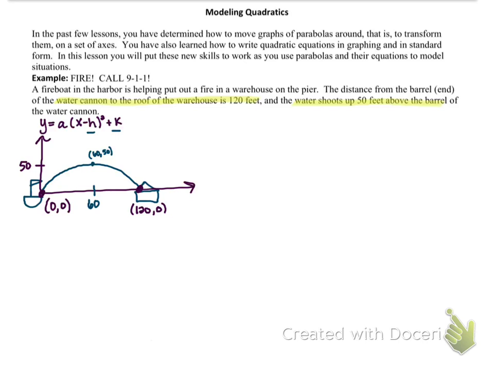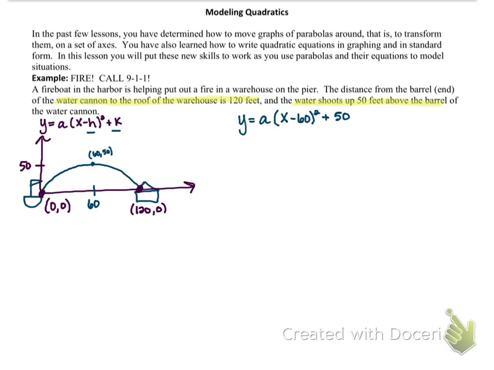We can use this to plug into our graphing form of a quadratic for h and k. So we will have y equals a times x minus 60 squared plus 50. Now we need to solve for the a value of this quadratic. However, we don't necessarily know just from looking at the quadratic what it is going to be. However, we can use a coordinate point to plug into the x and y variables of the quadratic that we have modeled to the right.